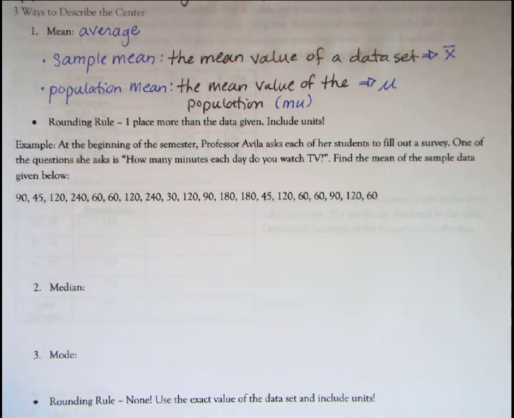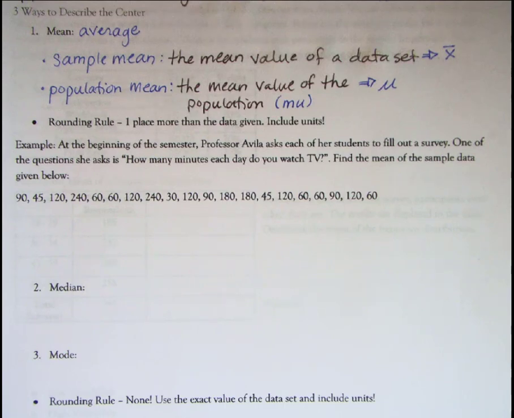Your rounding rule when you're dealing with the mean, no matter which one you're working with, is going to be one place more than the data given. And then we are also going to include units. The reason we want one data place more is that this will help us to know if we are closer to one value on the number line versus another.